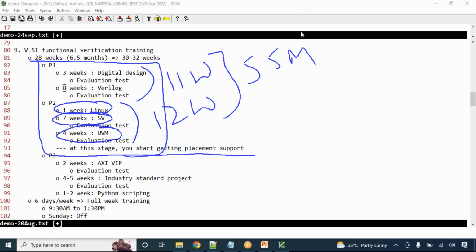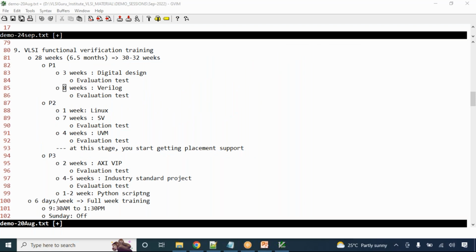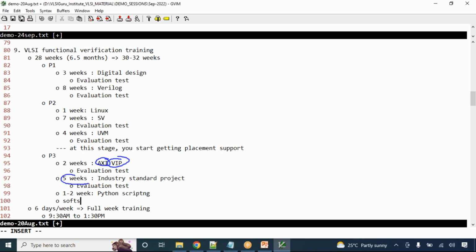Then what we do in phase 3 is the advanced aspects of the course. What are the advanced aspects of the course? Learning some advanced protocol like AXI, developing a verification IP for that. Then 4 to 5 weeks, I would say 5 weeks, 4 weeks will not be sufficient, on an industry standard project. Then 1 to 2 weeks on Python scripting. Then comes soft skill training.